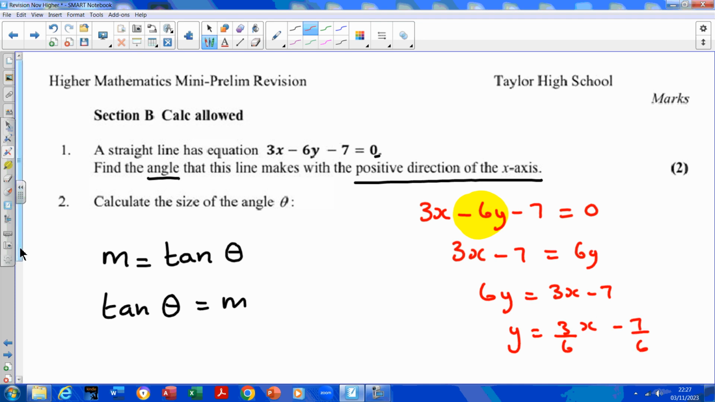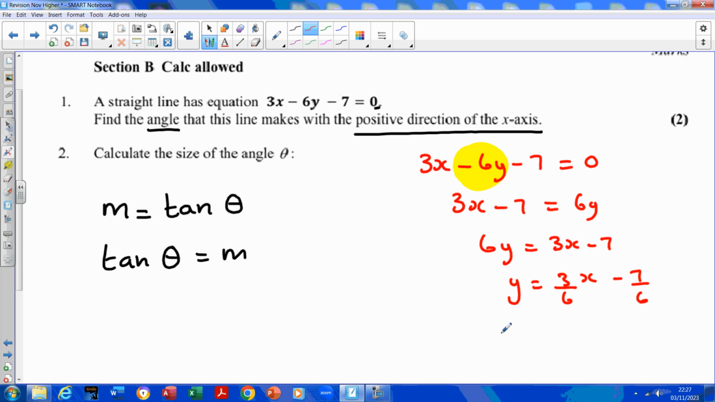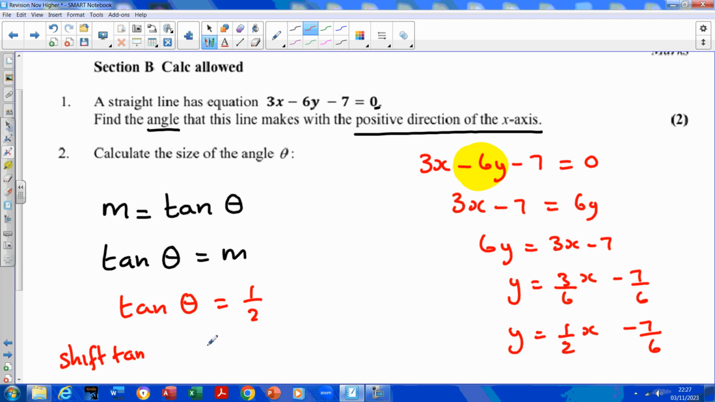Now 3 over 6 is a fraction. It can be broken down to 1/2. So the gradient of this line is equal to half. So that means that tan theta is equal to half. I want to shift that tan away. So on your calculator, do shift tan and put in your half, and it'll give you theta is equal to 26.6 degrees.